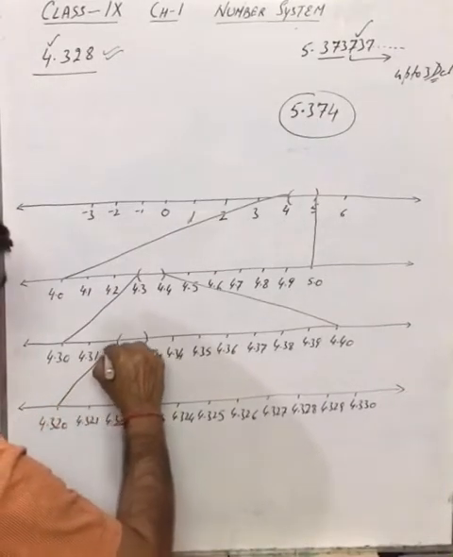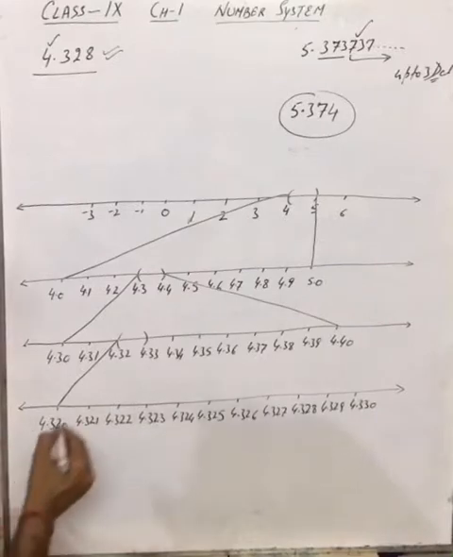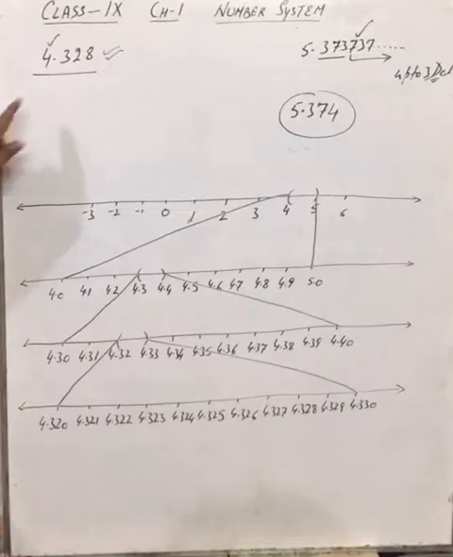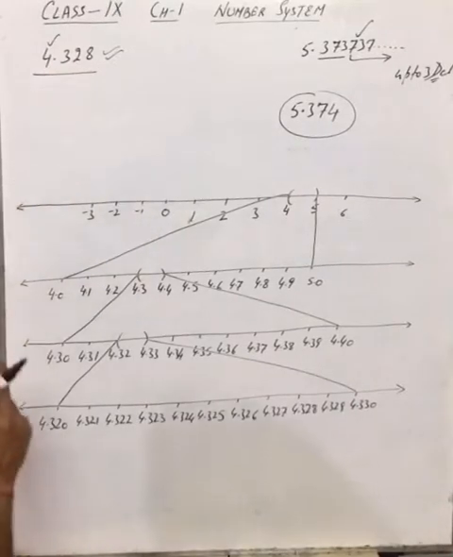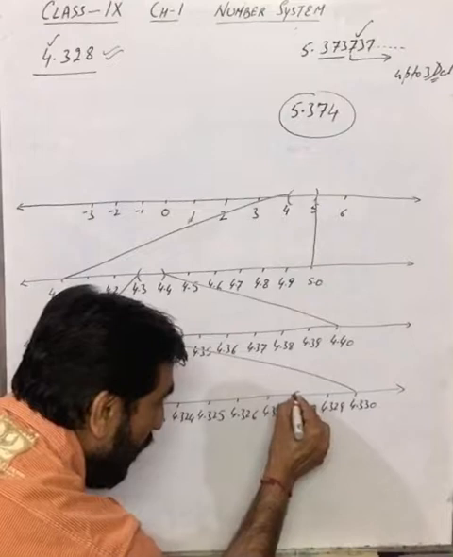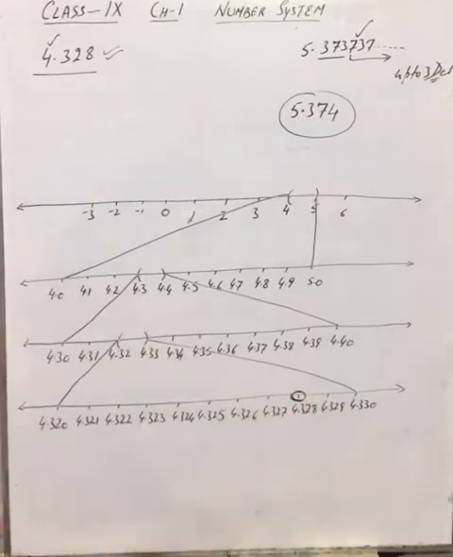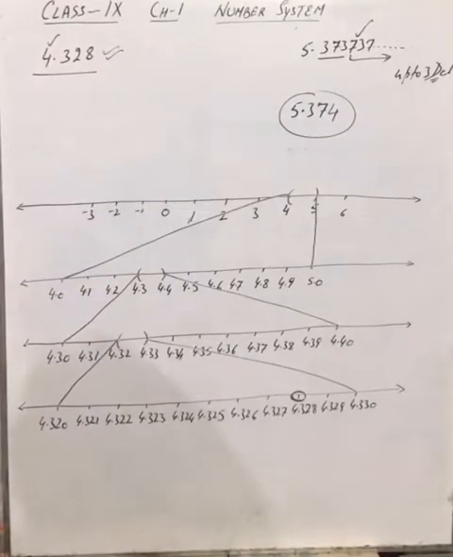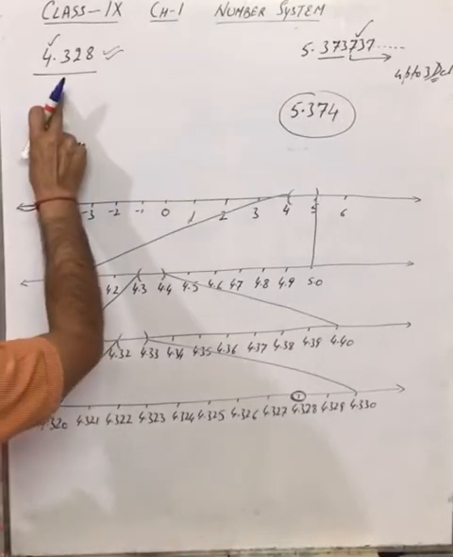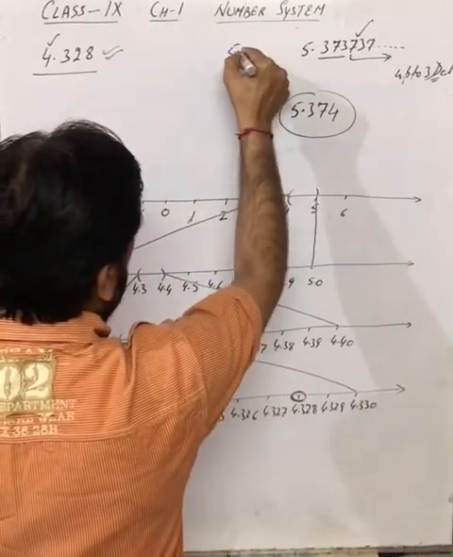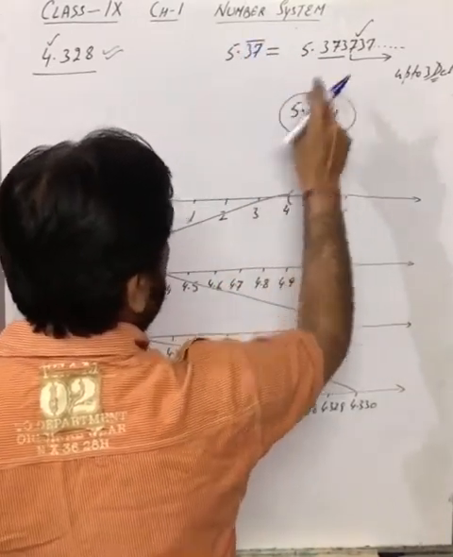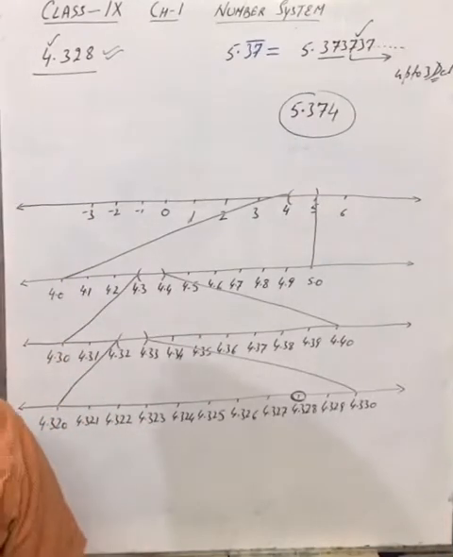Starting from 4.320 and ending at 4.330. Now our number is 4.328. Here our number lies. So this is the required number which we need to visualize. Students, as I told you at the start of the question, you may get this question, that visualize this number, or you may get 5.37 bar. I hope you understood it.